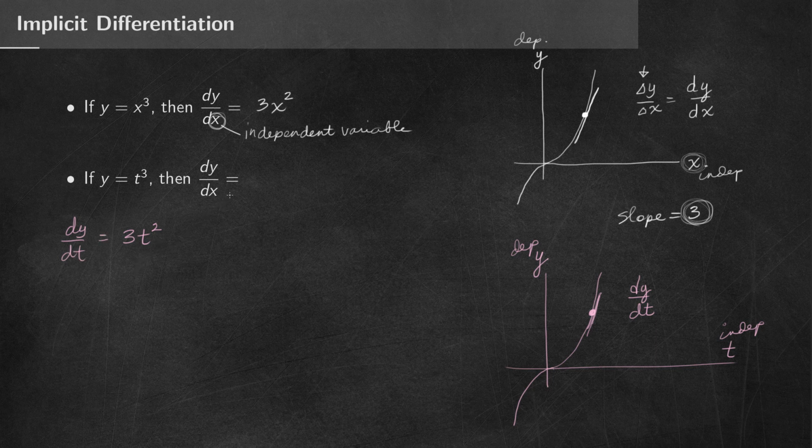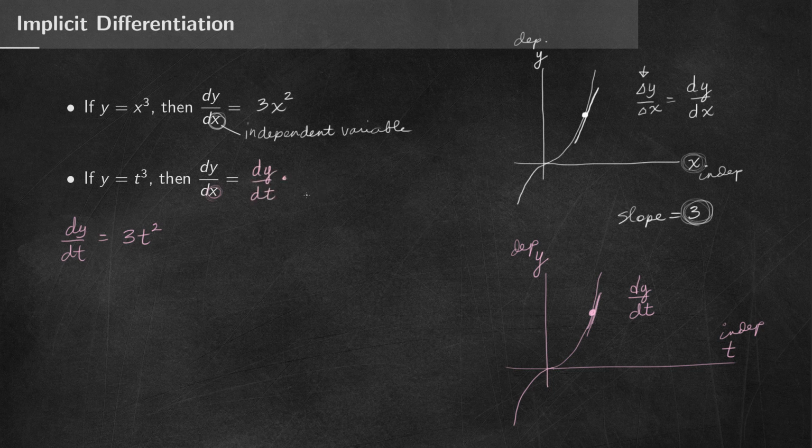And in this problem, we're asked to find dy dx. So it seems like we have the wrong variable. t is the wrong variable. And to get this derivative, dy dx, the independent variable is supposed to be an x. So what can we do about this? Well, we can get dy dt. dy dt we know is 3t squared.